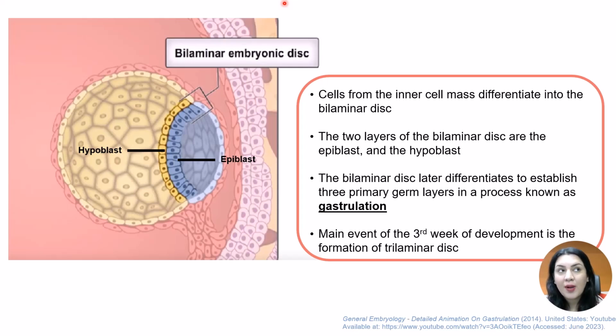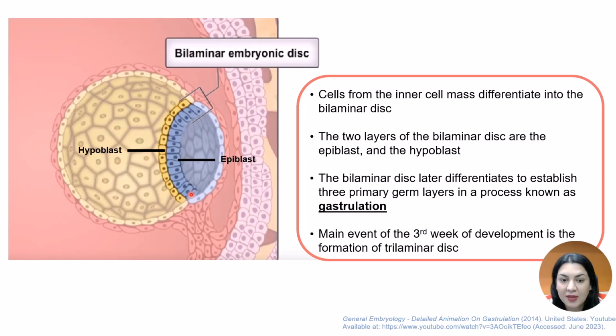Right? So by the time you get to about day 14 of development, or the start of the third week of development, the process of gastrulation is going to begin. And gastrulation is the main event of the third week of development. And gastrulation is really important because it's what allows that bilaminar disc to differentiate into that trilaminar disc. And of course, this trilaminar disc is important because it's what gives you those 3 primary germ layers. So the ectoderm, the mesoderm, and the endoderm that we've mentioned a few times now.